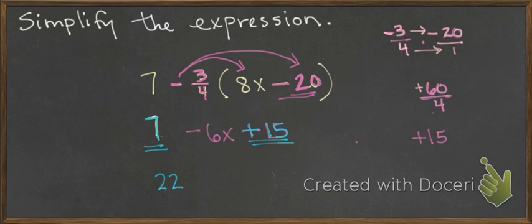Or like terms can have the same combination of variables and exponents. So here I have an x and negative 6x, but there's no other terms with an x that I can combine it with. So I just leave it as negative 6x. And then you're done. I can't combine 22 minus 6x because they're not like terms. So this would be your answer.